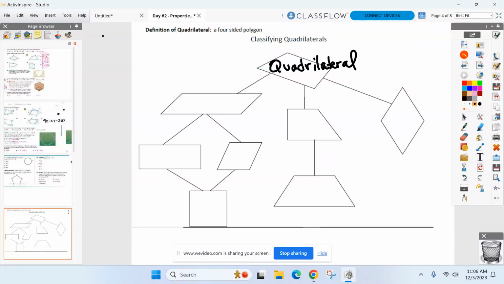The only thing we know about it is it's got 4 sides and the interior angles add up to 360. That's all I know about it. Nothing else. So if we are reading a problem at any point in this unit and it says quadrilateral ABCD, that's all I know. Interior angles add up to 360 and there's 4 sides.